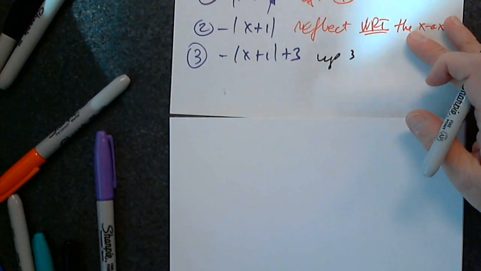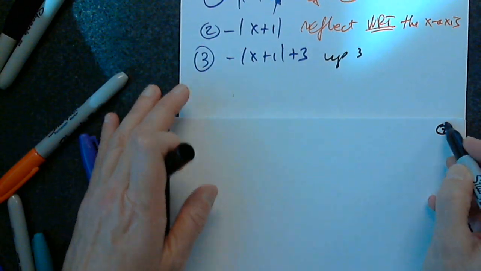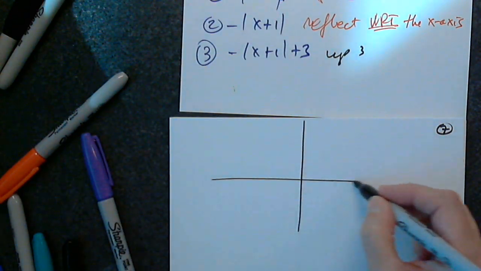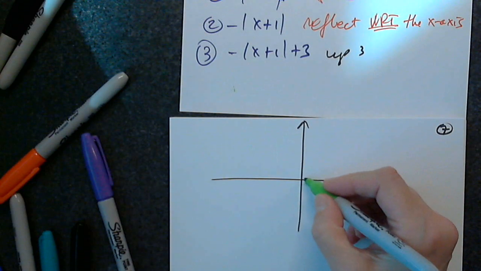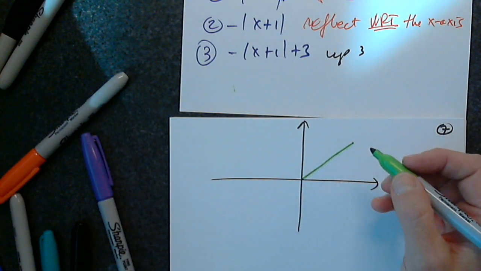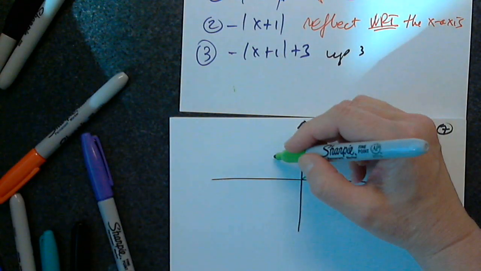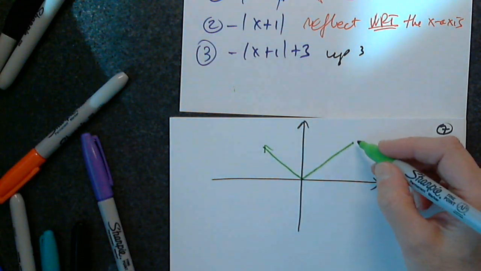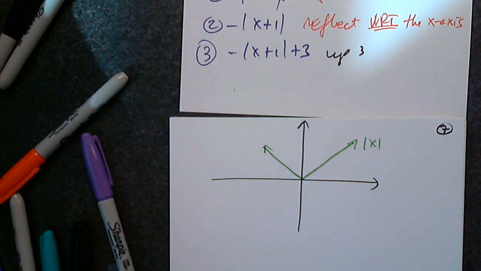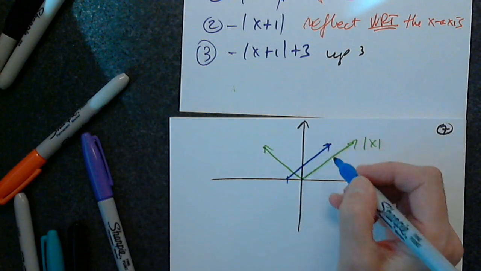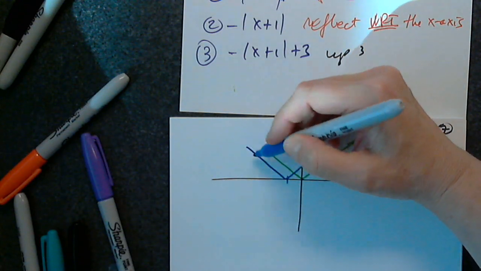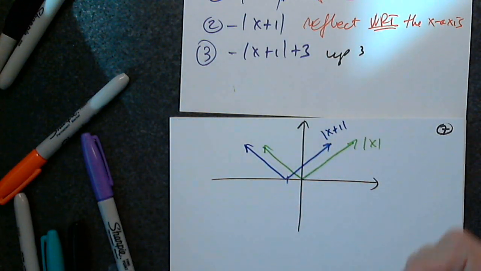So now let's graph all these. We start with the absolute value. How does it look? Like a V. Very good. So this is the absolute value of x. Then you said move it to the left 1. Okay, fine. I'm moving it to the left 1. Great job. So this is the absolute value of x plus 1.